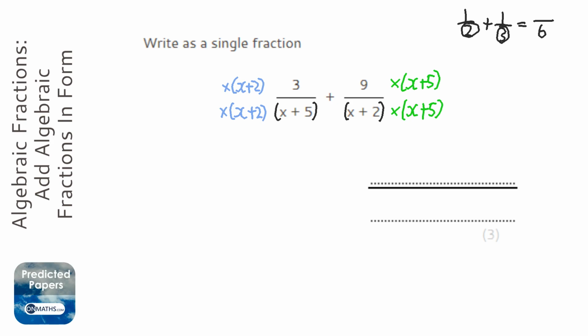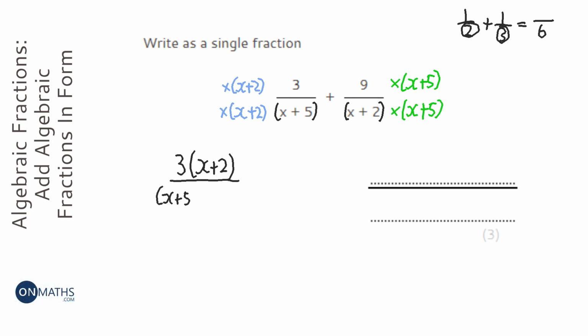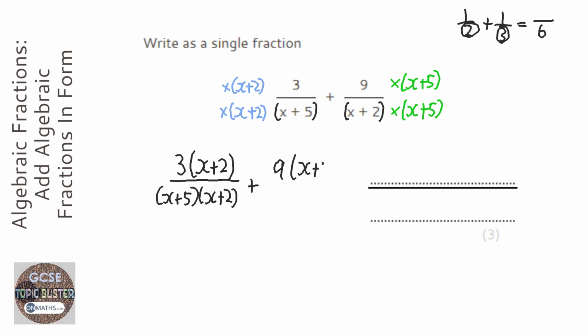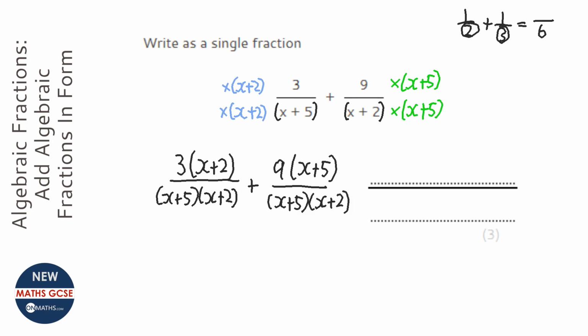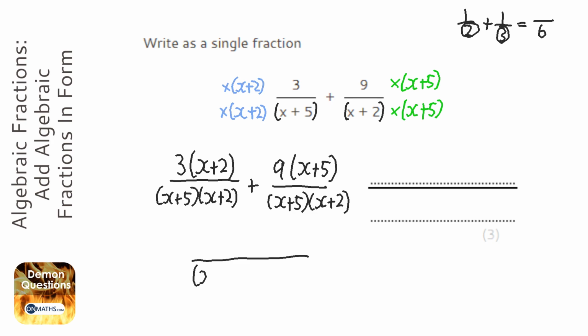Okay, so when I do that, I've got 3 times x plus 2 at the top, and then I've got x plus 5, x plus 2, plus 9 times x plus 5 over x plus 5, x plus 2 on the bottom. I'll write the x plus 5 first, just so it looks the same. Okay, now we can just add the tops. So I can just add the tops together, and the bottom is the same, so I'll just write it once.